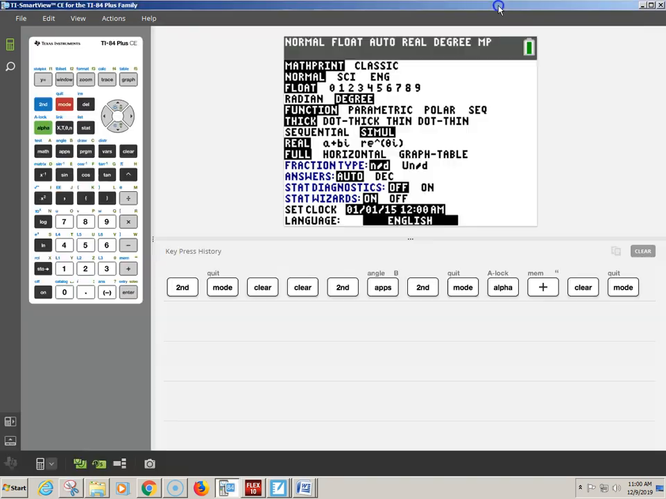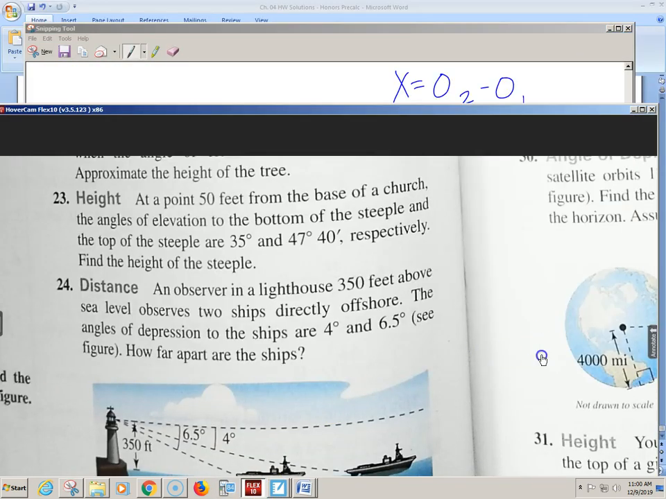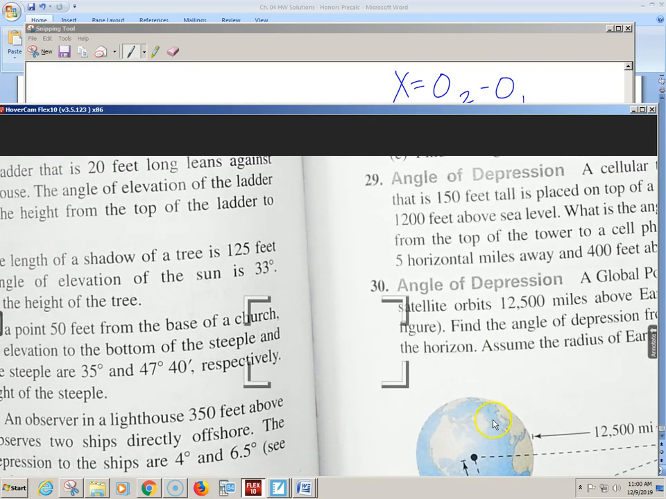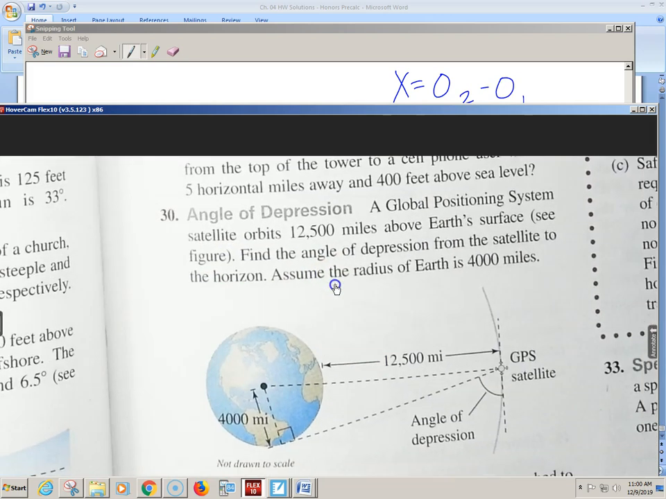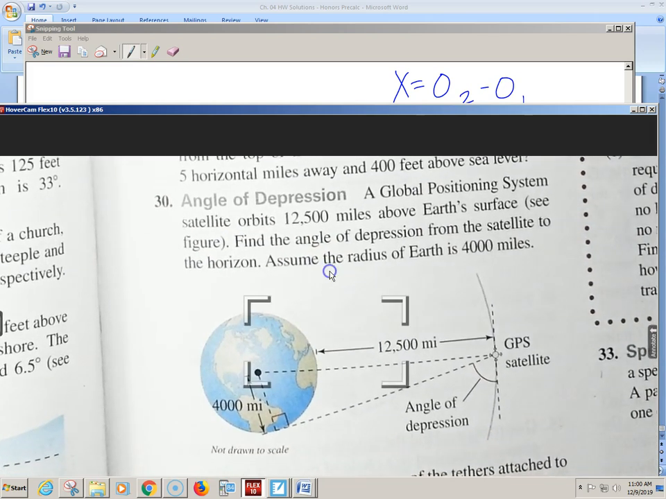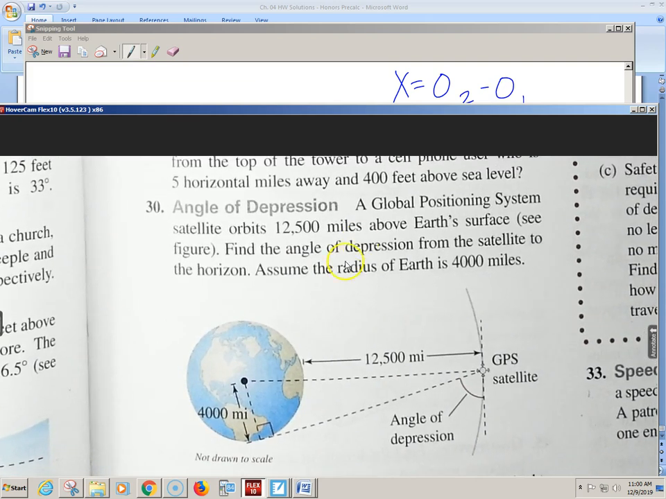But we also had number 29 that we had a question on. Let me get rid of the calculator. I don't think we need it anymore. And number 29 says angle of depression. So instead of being on the ground and counting up, oh, 29, wrong one.